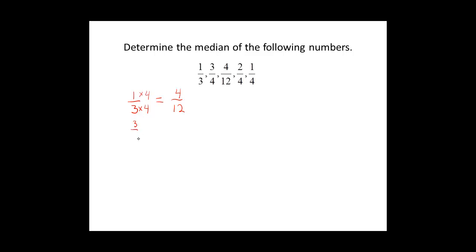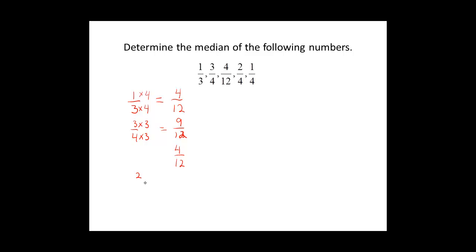Next we will do 3/4. We need to write 3/4 with a denominator of 12. What number times 4 is equal to 12? 3. So we will multiply the denominator by 3 and the numerator by 3. And our new numerator is 9. So 9/12 is the same fraction as 3/4. 4/12 already has a denominator of 12.